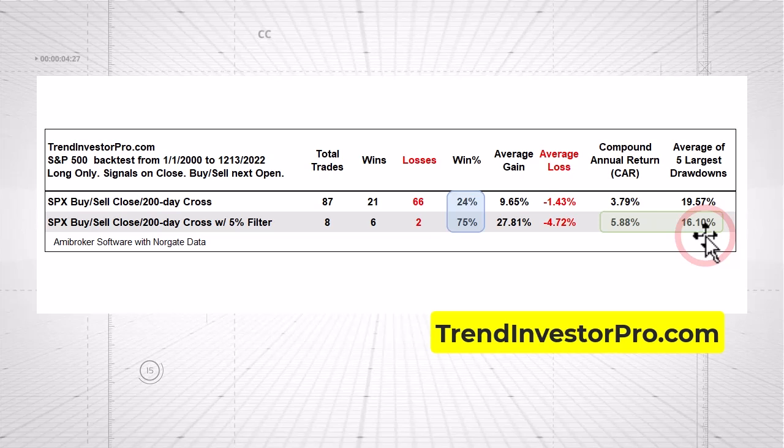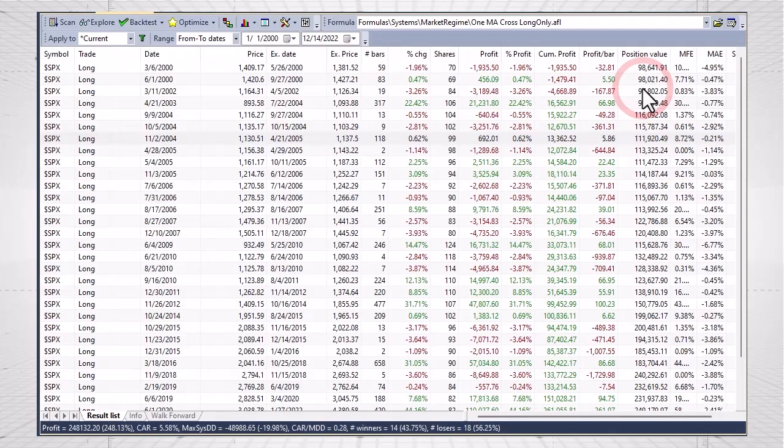So you can see that this helps a lot by just adding that 5% filter for your signals. So now we're going to move from a percentage price filter to a smoothing of the close. In the previous example, we wanted the close to be 5% above the 200-day for a bull signal, or 5% below the 200-day. That's a filter.